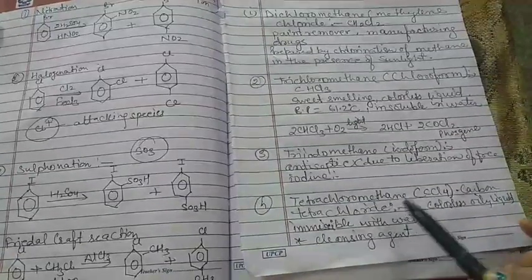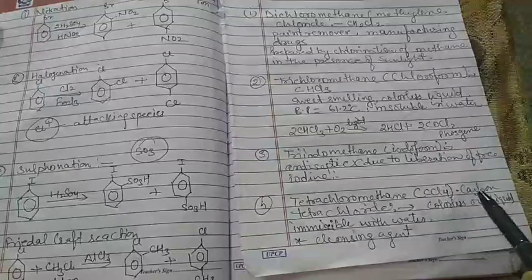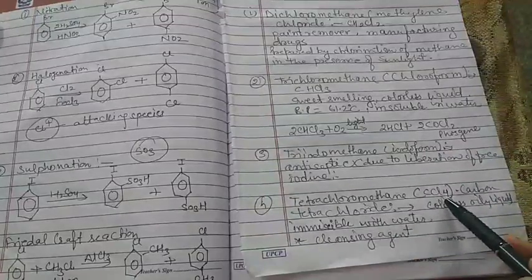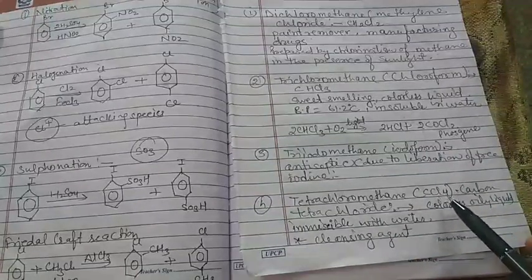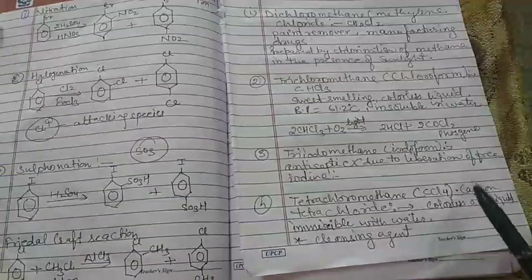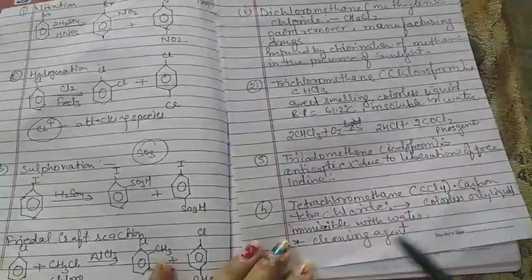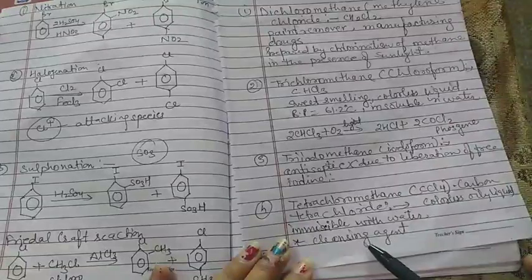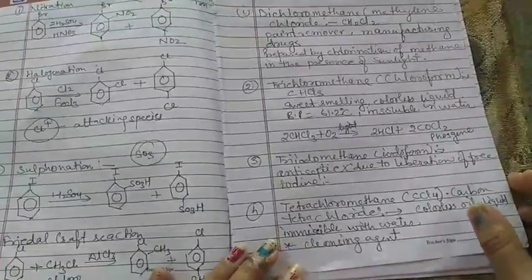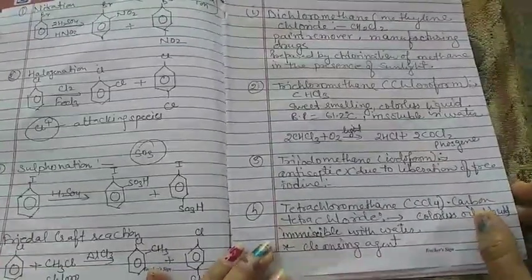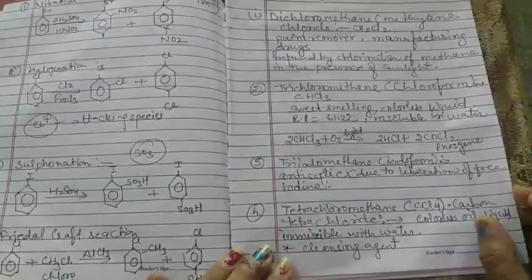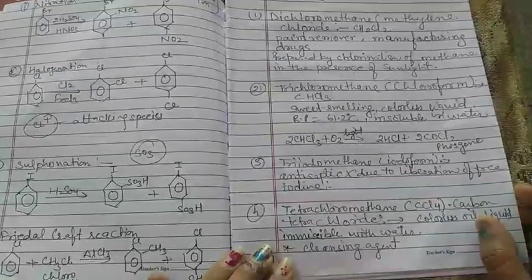Next one is tetrachloromethane, that is carbon tetrachloride, and it is termed as CCl4. It is a colorless oily liquid immiscible with water. It is used as a cleansing agent both in industry as well as in the home because it can easily dissolve greasy and organic matter.